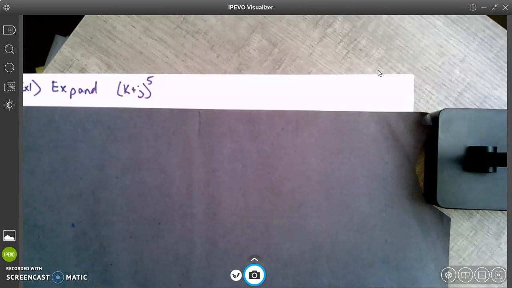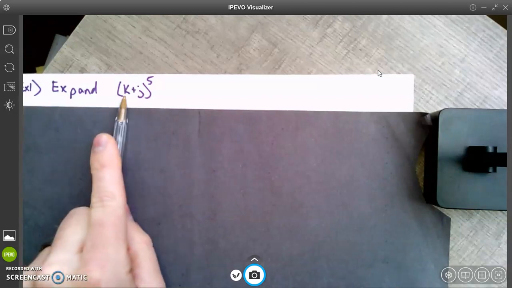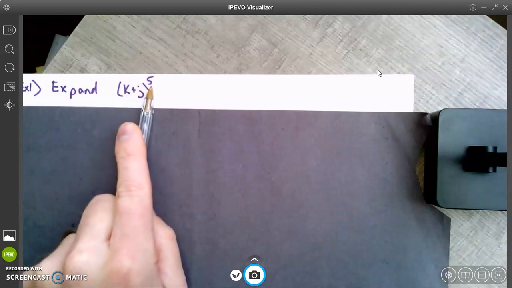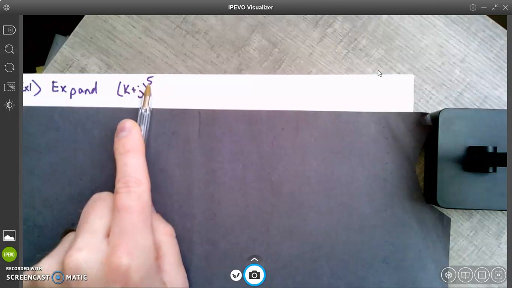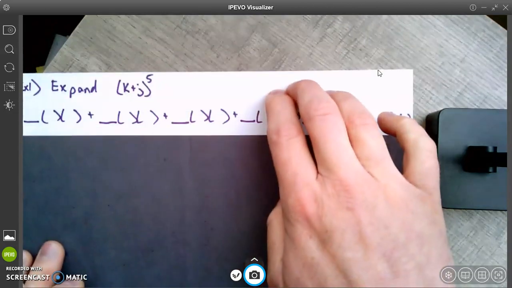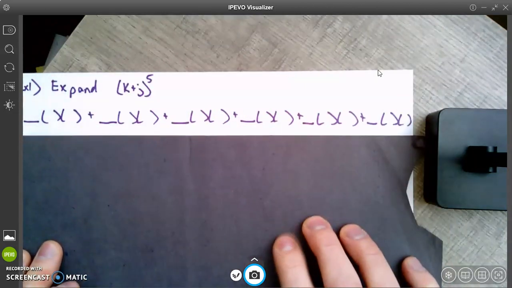Here's some binomial expansion. I want you to expand it. Remember, it's just pattern seeking. So I know that when I start this, it is going to be whatever my first term is, raised to the fifth power. And then from there, it'll drop by 1 every time. So it's going to be k to the fifth, and then k to the fourth, k to the third.